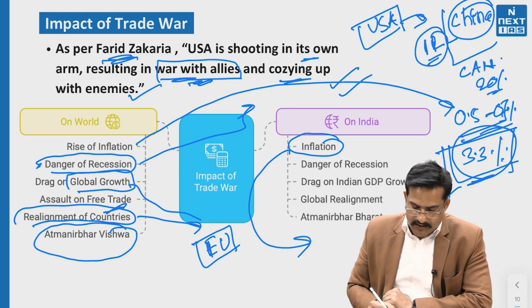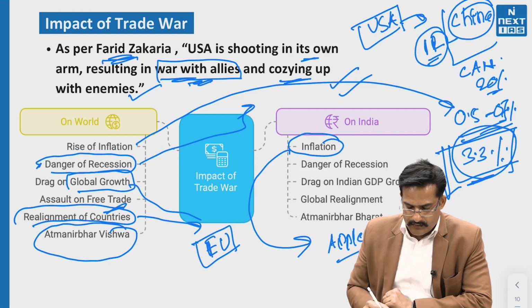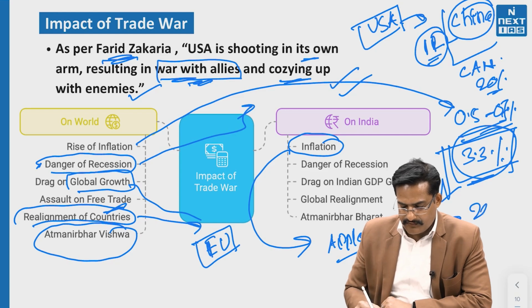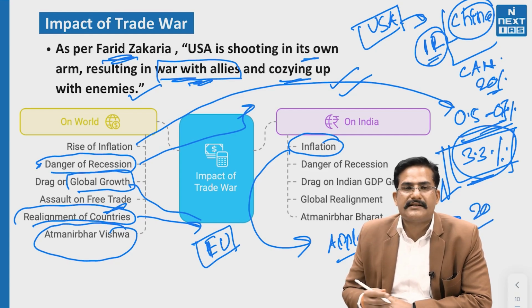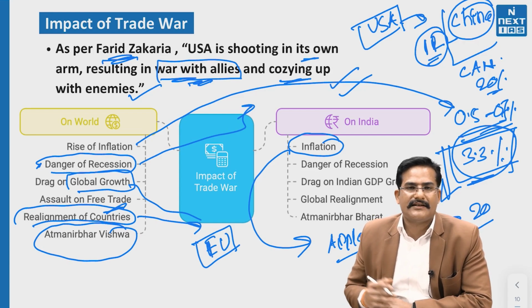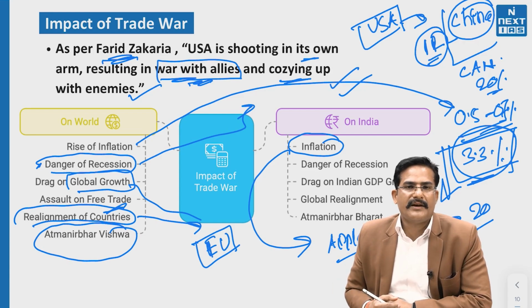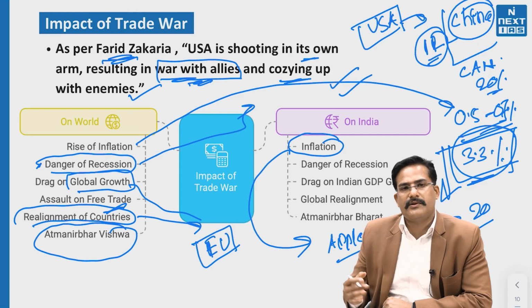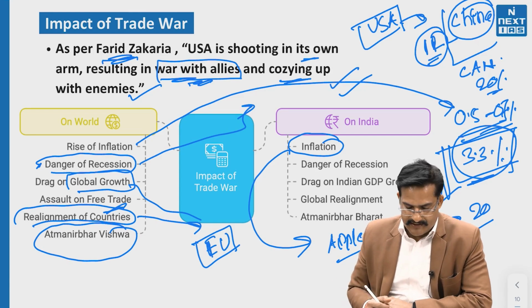For example, if you are using an Apple iPhone, and if there is a tariff of 20%, you will have to pay 20% more to buy the same unit, or for that matter anything that you are buying from the USA. If there is a tariff war, you again will have to pay more. Ultimately, the cost will be borne by whom? The end user, that is we people, right?